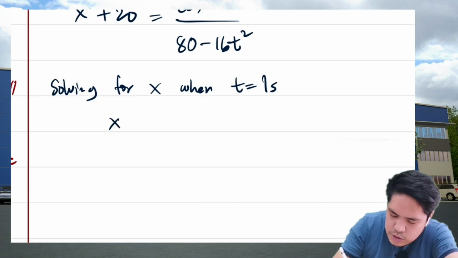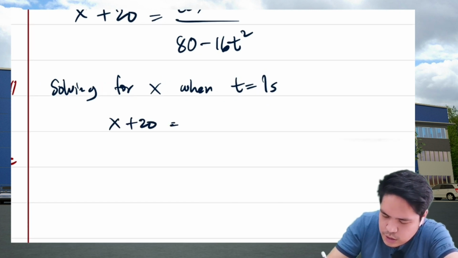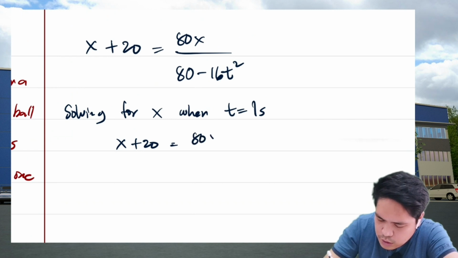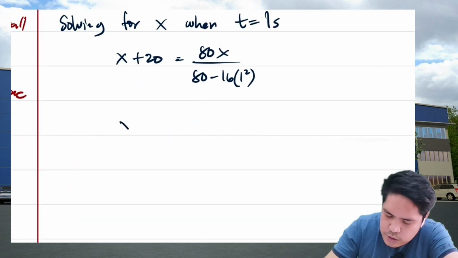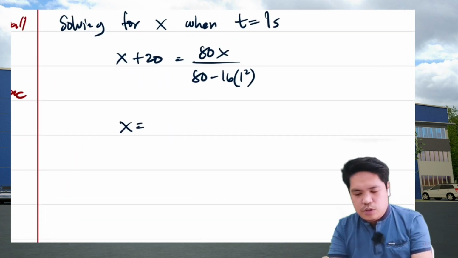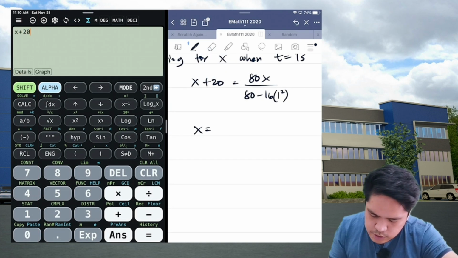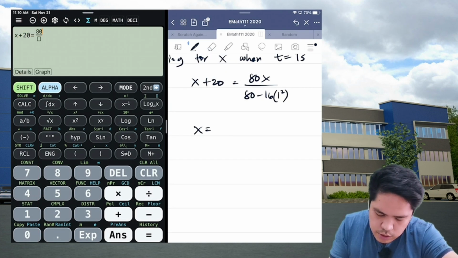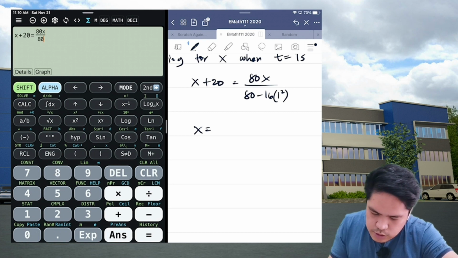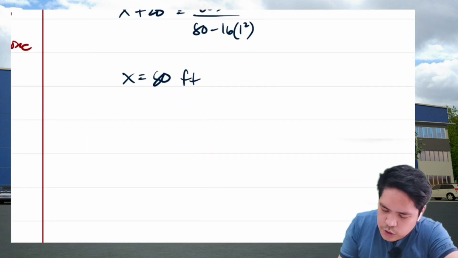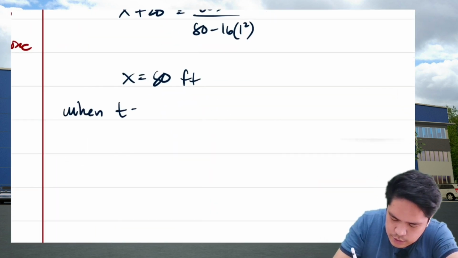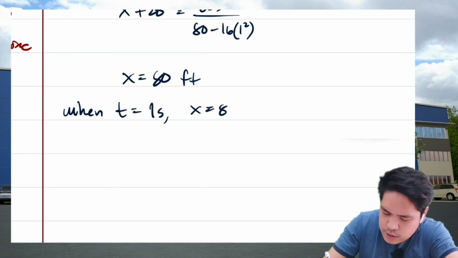So let's do that. We'll have x plus 20, that is equal to 80x over 80 minus 16 times 1 squared. So if we use a calculator na lang tayo. We'll have x plus 20 equal to 80x over 80 minus 16 times 1 squared. So x is equal to 80 feet. So therefore, ito yung condition natin. When t is 1 second, x is 80 feet.